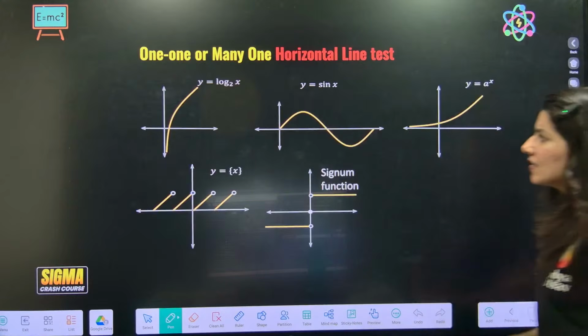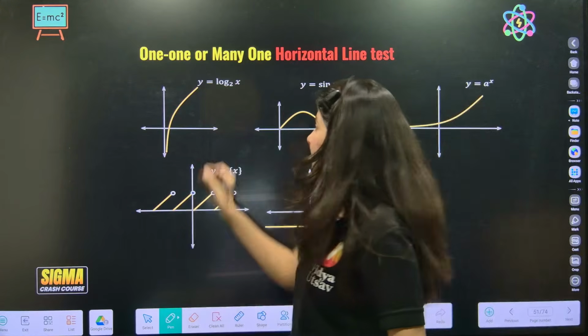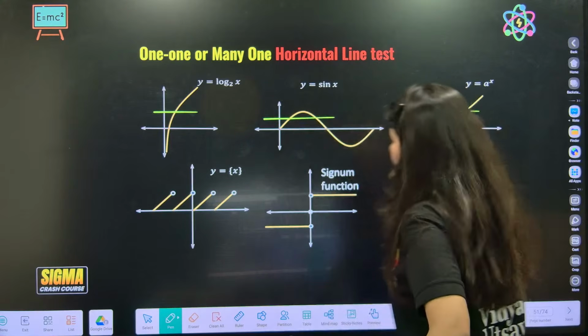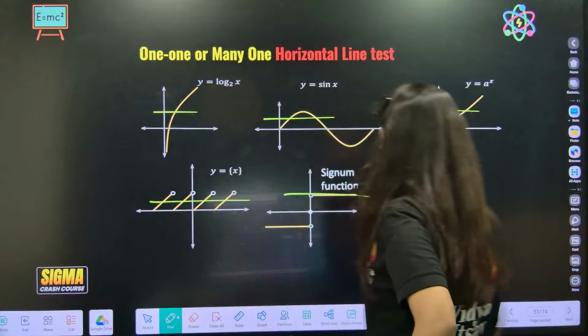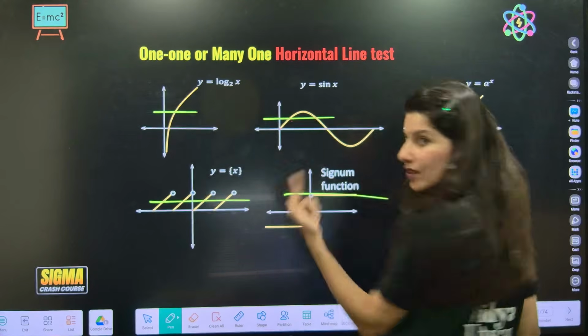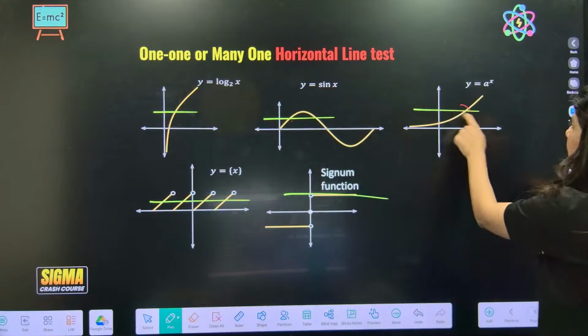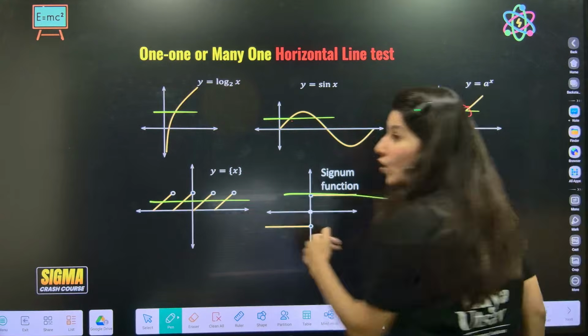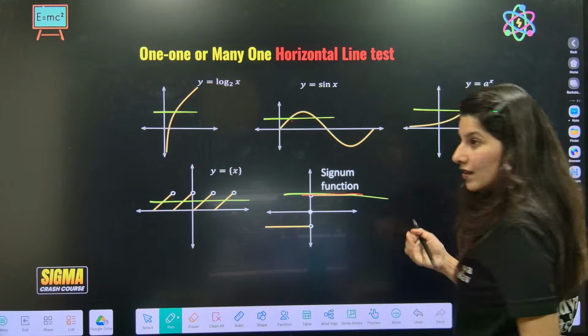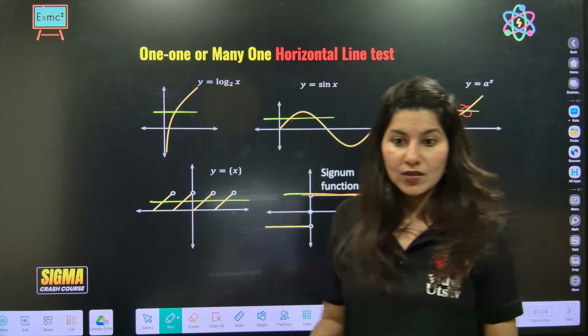Okay. Now let's handle a couple of questions. See, horizontal line test: 1 point, one-one; more than 1 point, many-one. Here can you see that every point is intersecting the horizontal line.